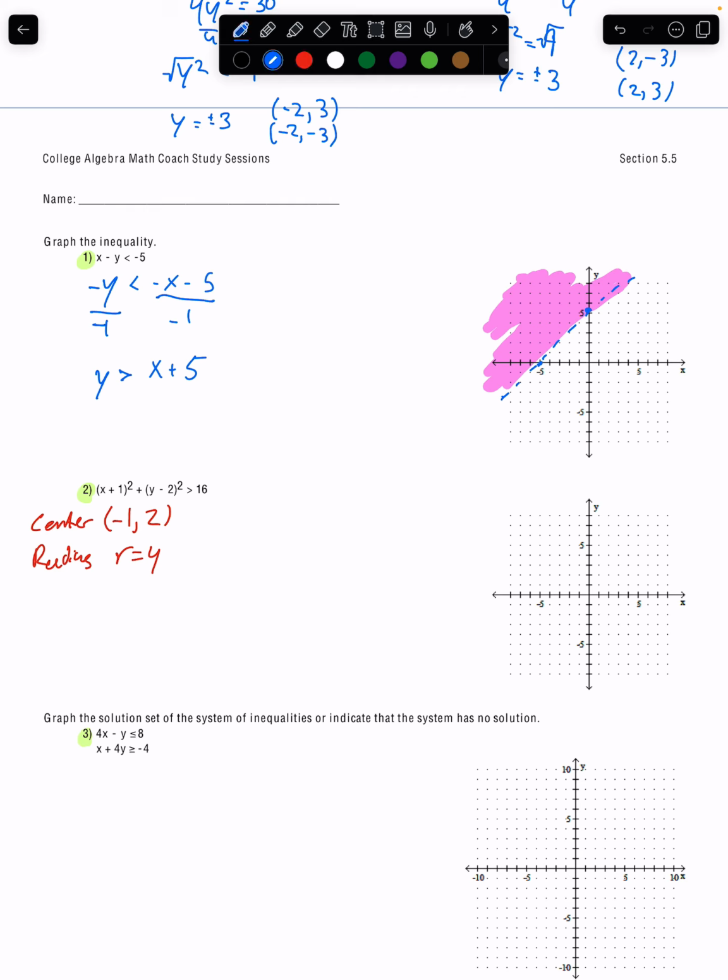So we draw this, we're going to have our center at -1, comma 2. It's going to go 1, 2, 3, 4 in each direction. That's going to be a dashed line. I want all the values that are greater, so it's going to be outside the circle.